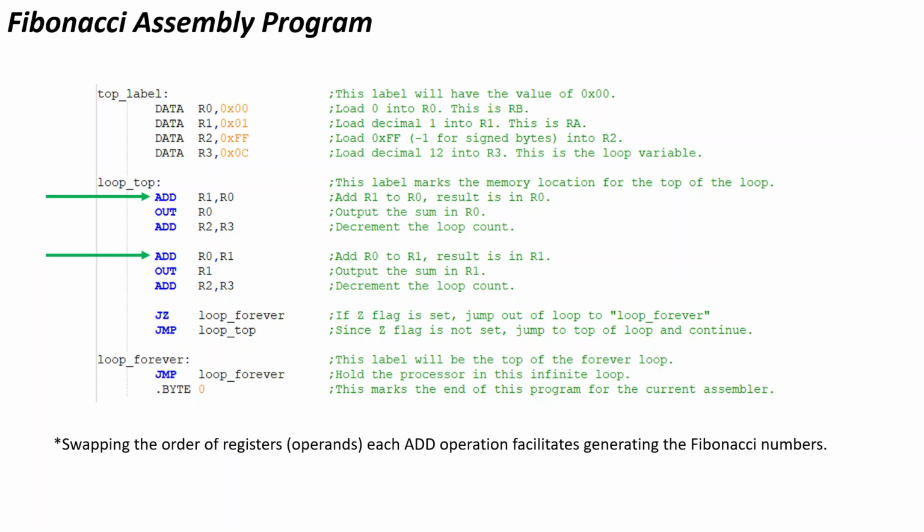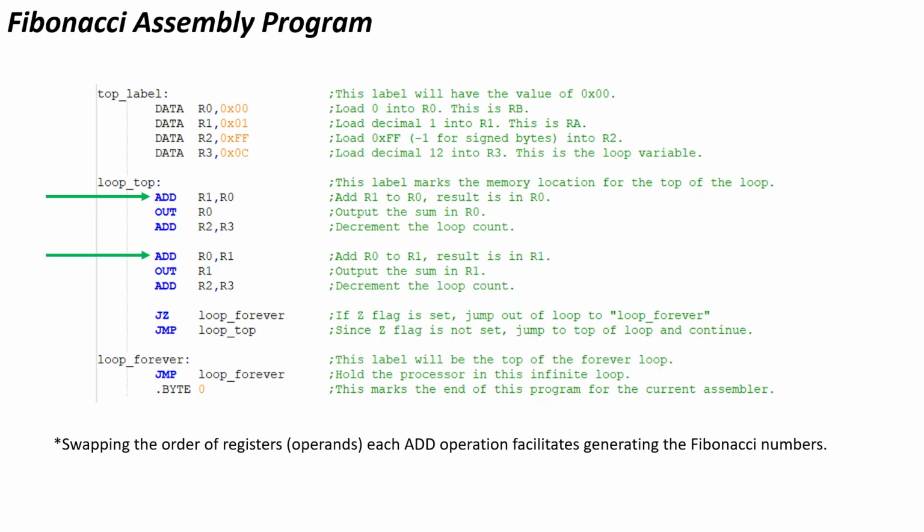This program needs to use all 4 registers. 2 registers are used to accumulate the sums. 1 register is used as a loop variable that is decremented after each result output, and 1 register is filled with all 1s for adding to the loop variable, which actually decrements the value by 1. Same as the previous program.